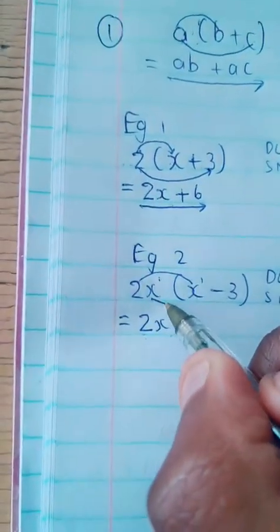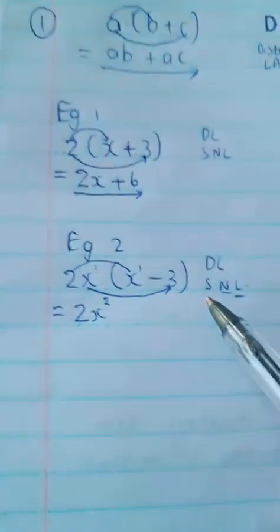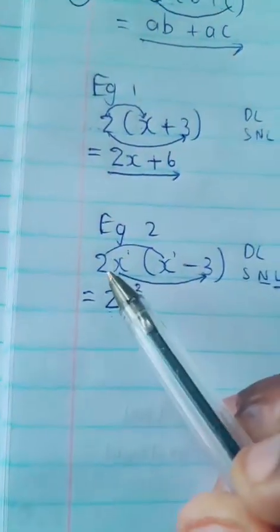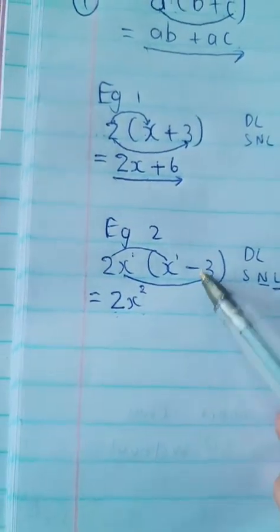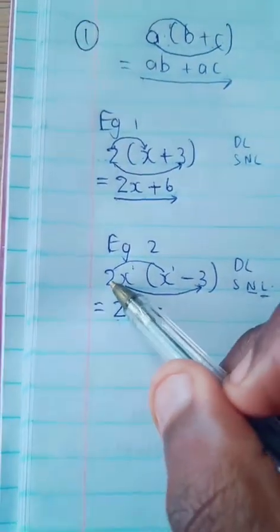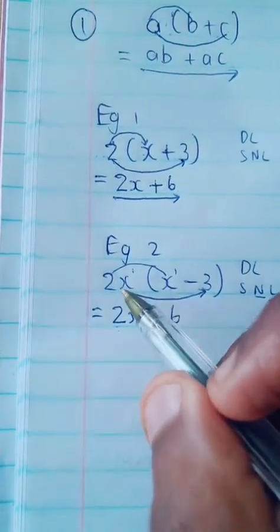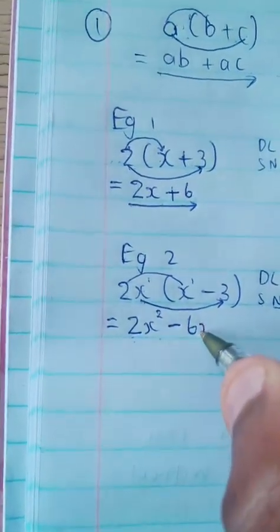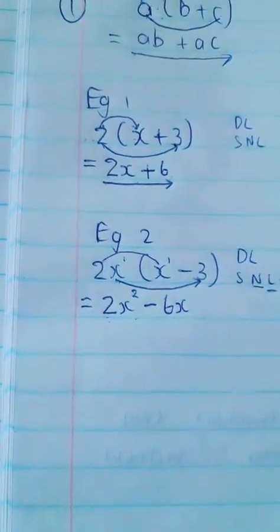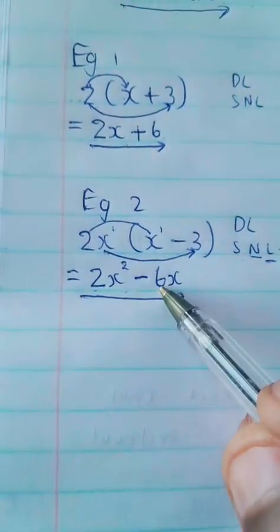Then we take 2x, we distribute it to negative 3. Sign, number, letter. 2 positive times a negative gives us a negative. Number: 2 times 3 is 6. Letter is x. So we combine it with the 6. So our final answer is 2x squared minus 6x.